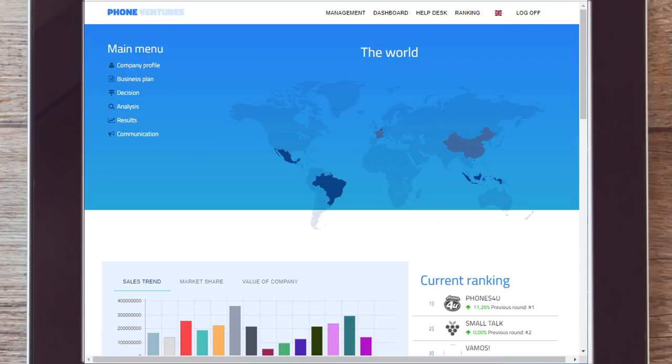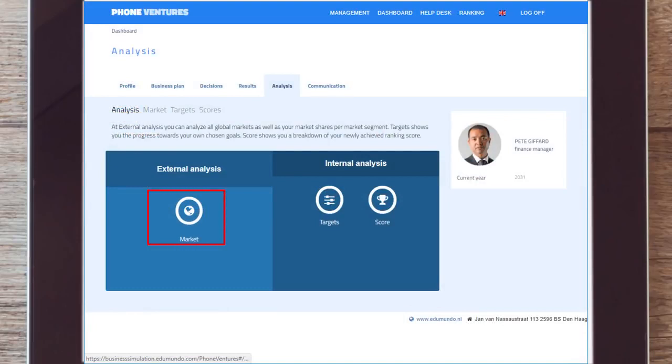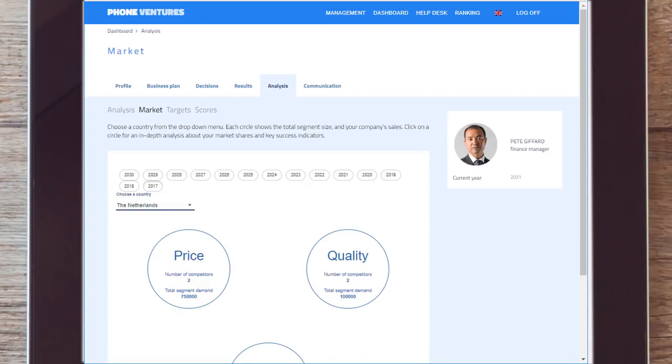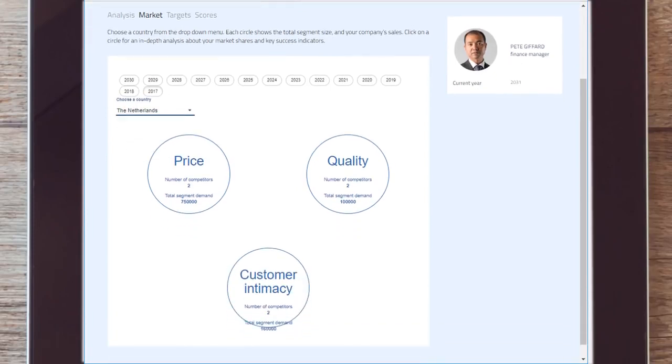Before setting your targets, you first have to do an internal results and external market and news items analysis. The market overview can be found at Analysis and Market. Then choose a country from the drop-down menu. Here you will find information on the 3 different market segments for each and every country. You will see the number of competitors in each segment with the total segment demand.